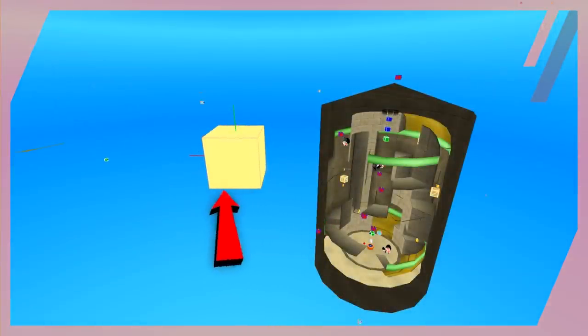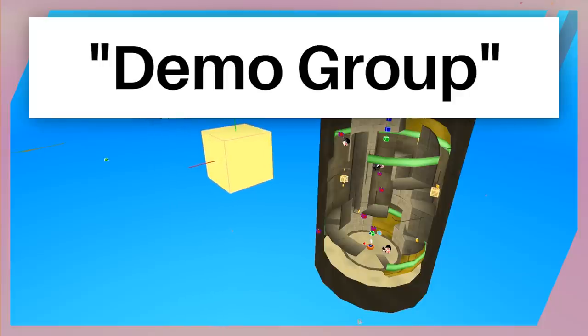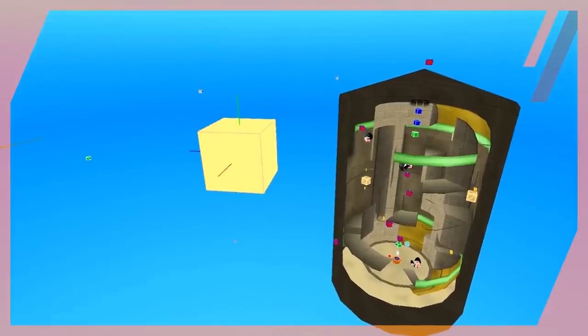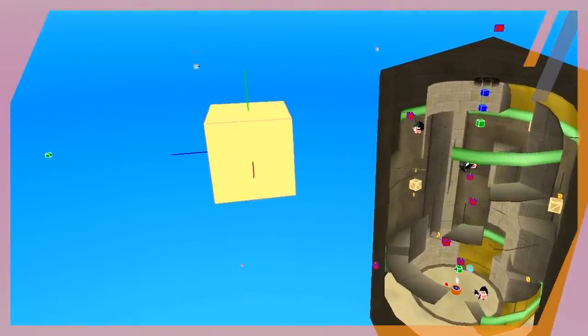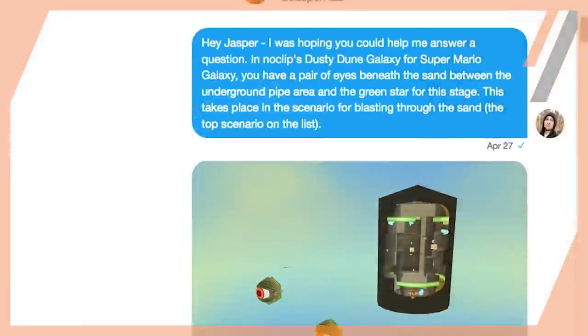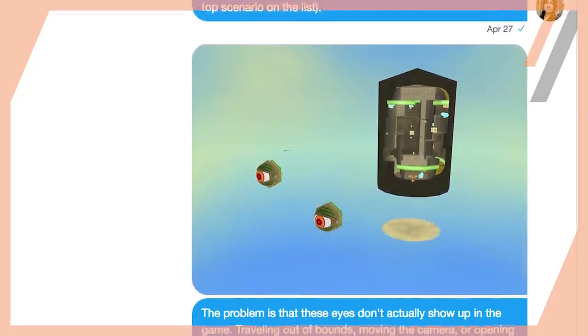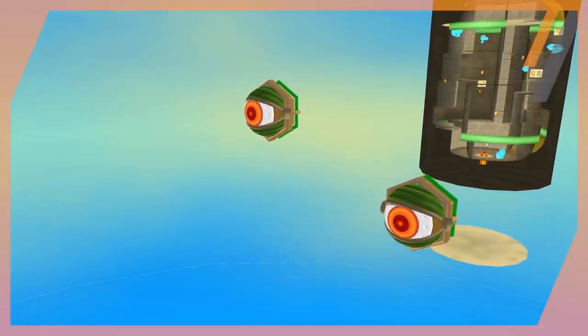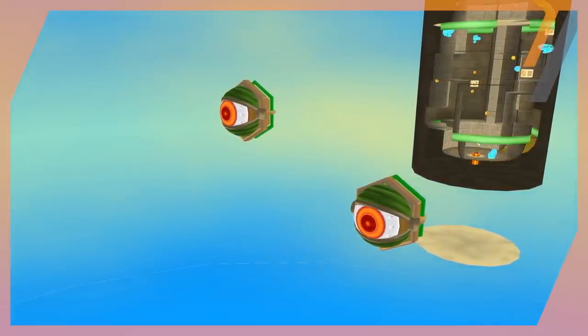There was an object in the area where the eyes seemed to be, but it was labeled as Demo Group, and I had a strong feeling that wasn't what I was looking for. So the only thing I could think of was that the online reference that people were showing me was off in some regards. So I reached out to Jasper, who runs NoClip, to bounce the question off him. First and foremost, the most important thing was to determine what the name of the object actually was.